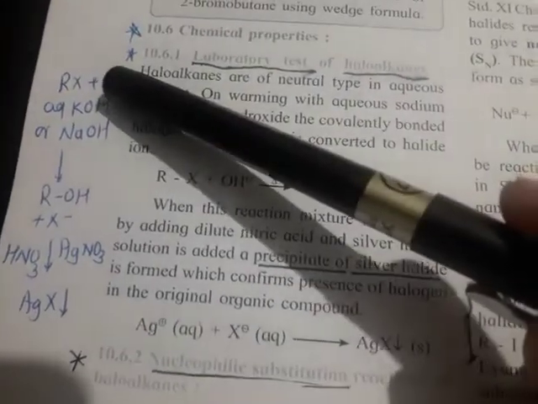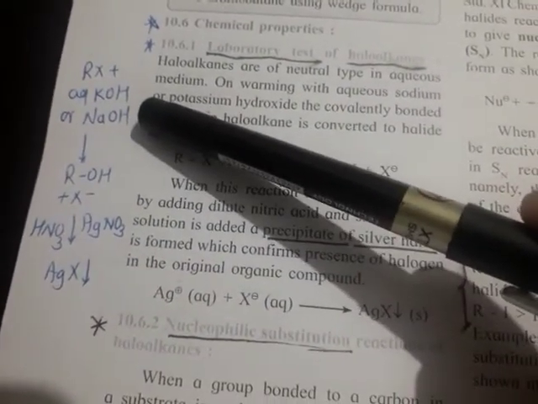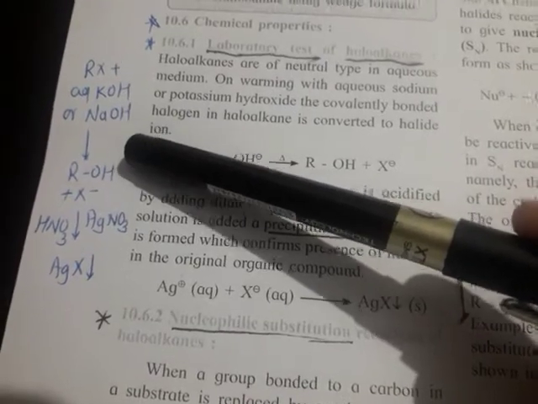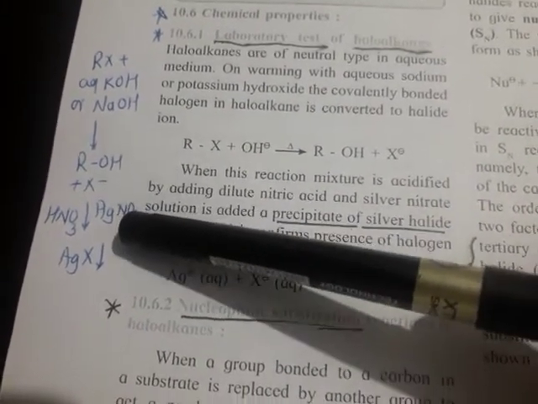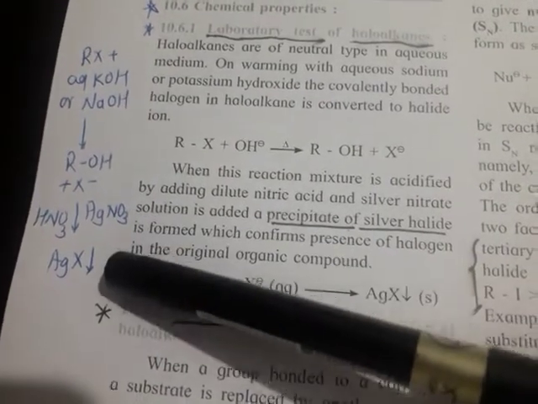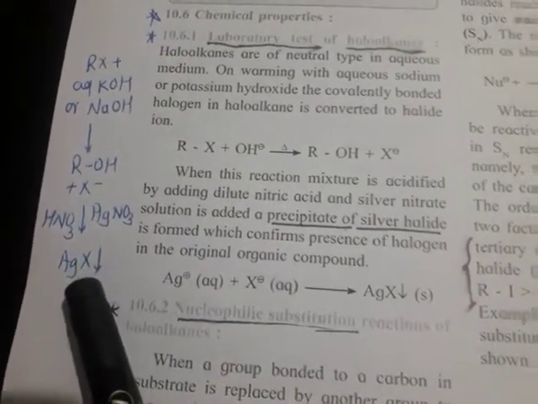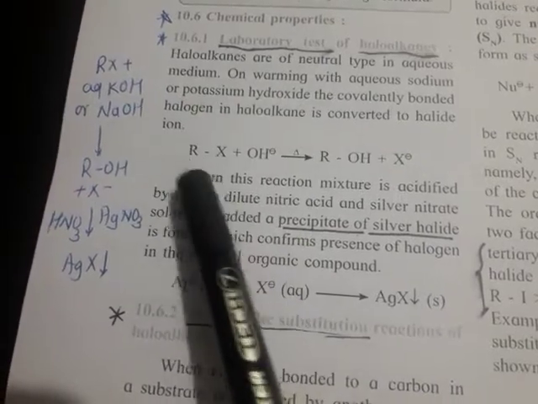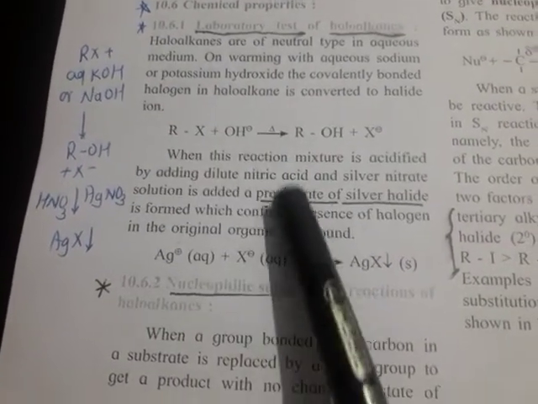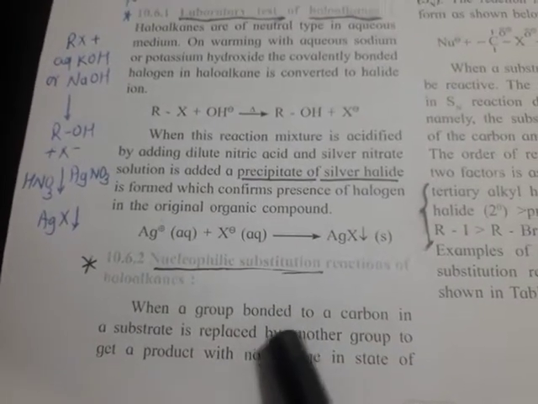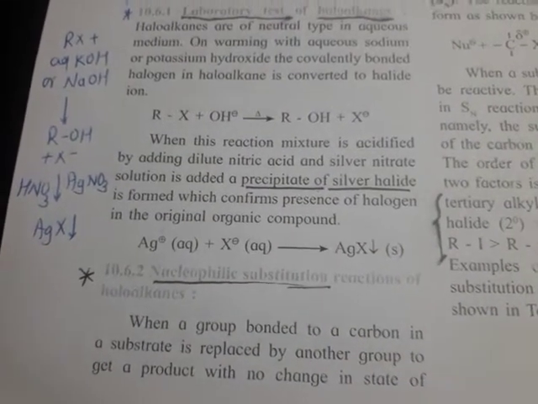See, RX reacts with aqueous KOH or aqueous NaOH. The mixture is heated, we get ROH and X minus. X minus reacts with AgNO3 very fast and we get a precipitate. If we get a precipitate, then the starting substance is an alkyl halide. If we don't get a precipitate, then it's not an alkyl halide. Okay. Next, that is nucleophilic substitution reaction.